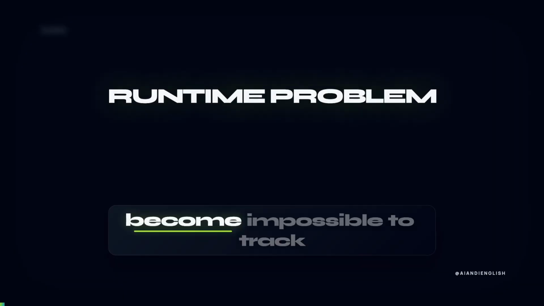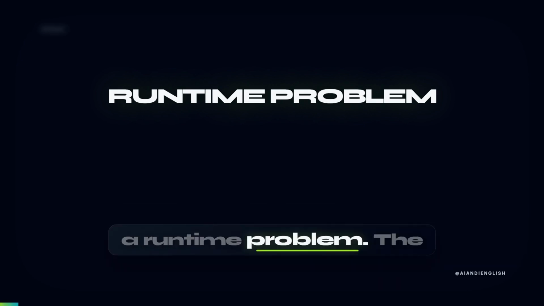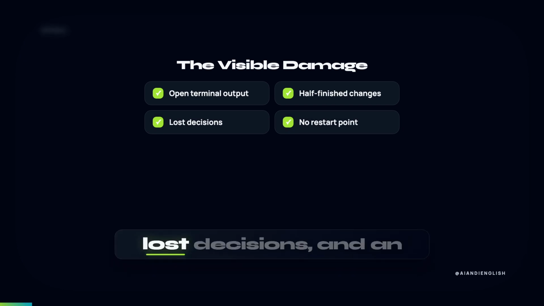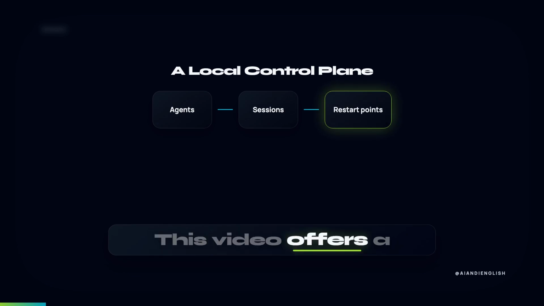If your coding agents become impossible to track after 3 prompts, you do not have a prompt problem. You have a runtime problem. The visible damage is always the same. Open terminal output, half-finished changes, lost decisions, and an agent that no longer knows where it was when it starts again. This video offers a simple mindset.